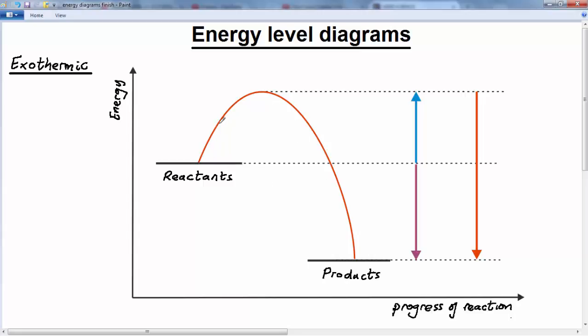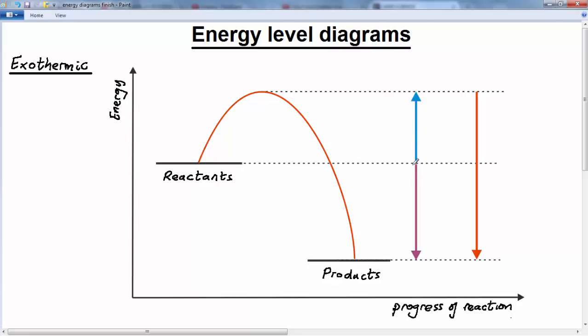Now, in order for this reaction to take place, you can look at this as a type of hill, right? And the reactants have to get over that hill. They have to climb over that hill and then down the other side in order to form the products. So the first stage of the reaction is to get over that hill. What has to happen for this to take place is that the chemical bonds of the reactants have to be first broken before they can react with each other.